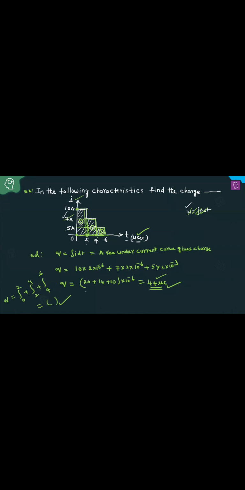That is what I did here. Clear? Then you find the integrals dt, dt, dt. Like this also you can solve, no problem. 0 to 2, how much? 10 dt. 2 to 4 is how much? 7 dt, constant now. 4 to 6 is how much? 5 dt. But time is given in microseconds, and that observation is important. Then integrate and substitute the limits, and you also get 44 microcoulombs. Go for area under the curve, or you can do it like this.